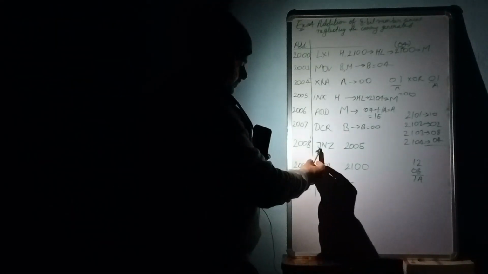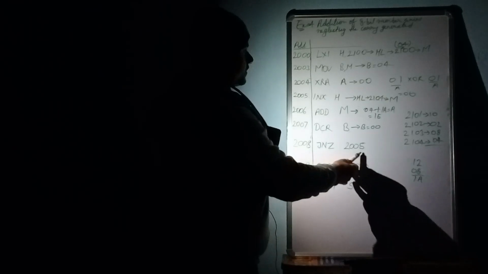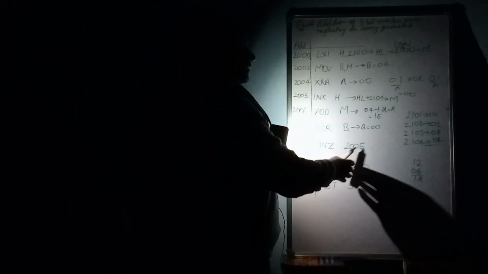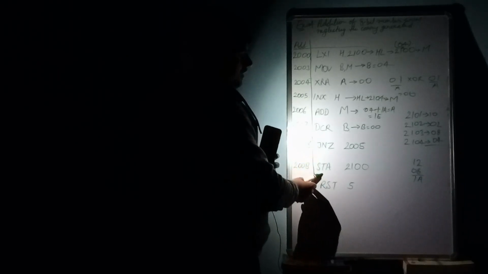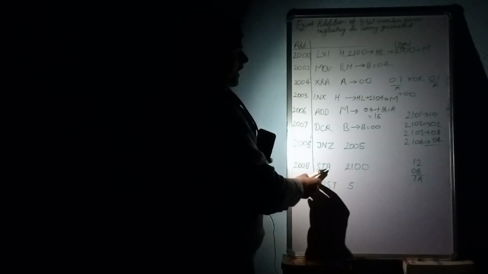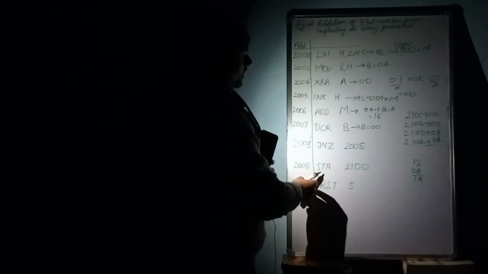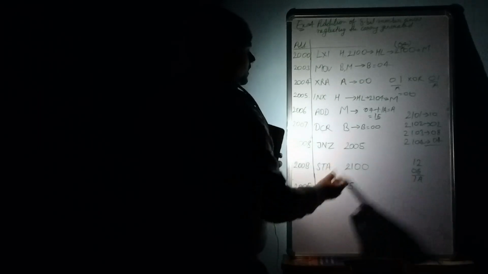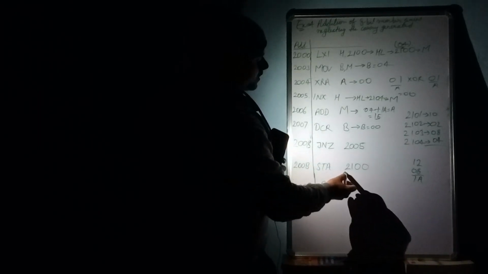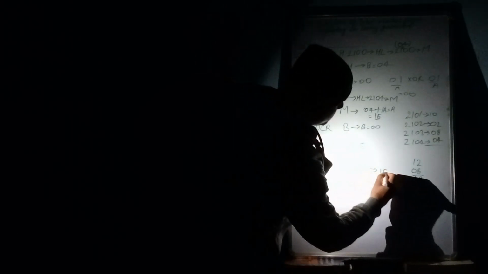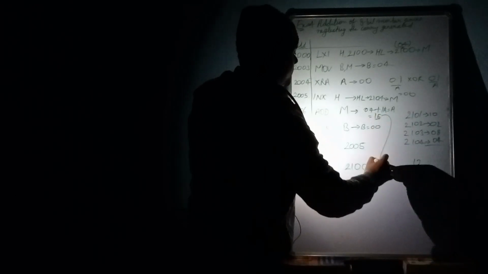So here JNZ 2005, jump if not 0. Since B is 0, now we get 0 here. So that's why it will not jump to 2005, and the processor will execute the next instruction, that is STA 2100. STA means store accumulator to the address 2100. The content of the accumulator is 1E. So this 1E is going to be stored at address 2100. Okay, so here you will get 1E. The content of the accumulator will come here.